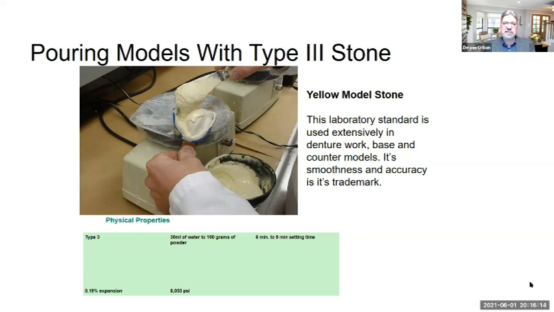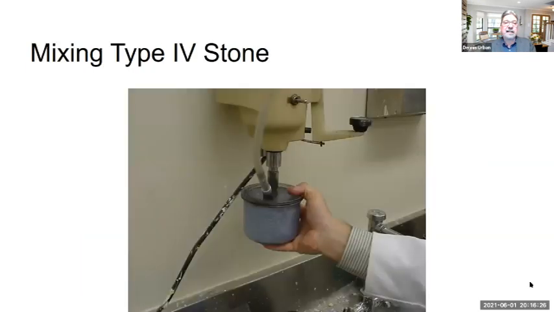The reason why I do this is because when we're deflasking our cases, when the case is processed, we want that model to break first before the denture does. So we use a type 3 stone with less compressive strength, but it's still an accurate material. If it's a crown and bridge model or a partial denture model, we use the type 4 stone, which has more compressive strength.